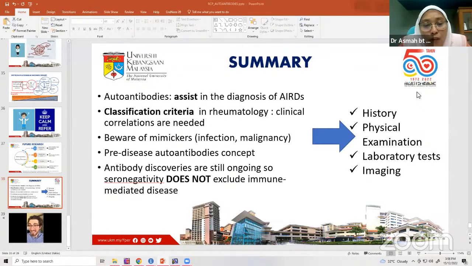Okay, the next one is for lupus. If we have started on hydroxychloroquine and prednisolone, how long do we keep these drugs for these patients, and what is the duration? Can we stop after some time?